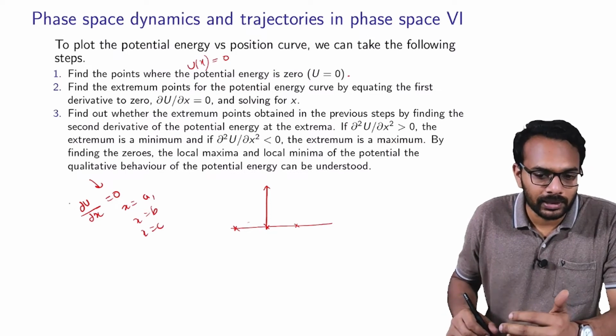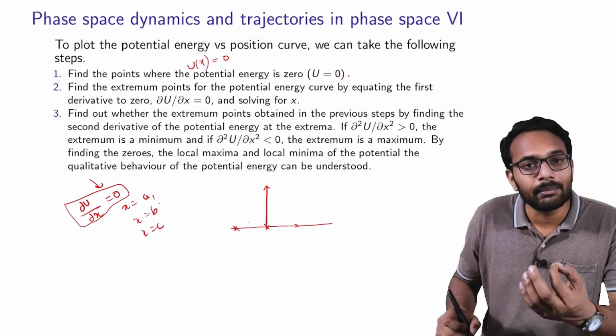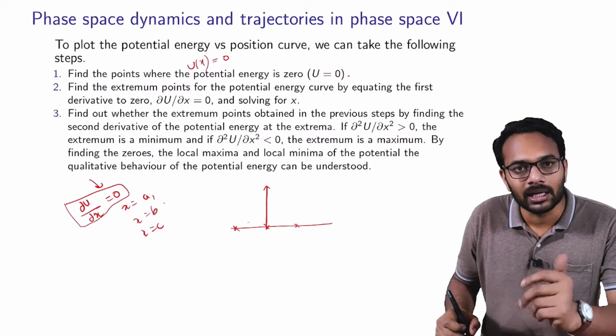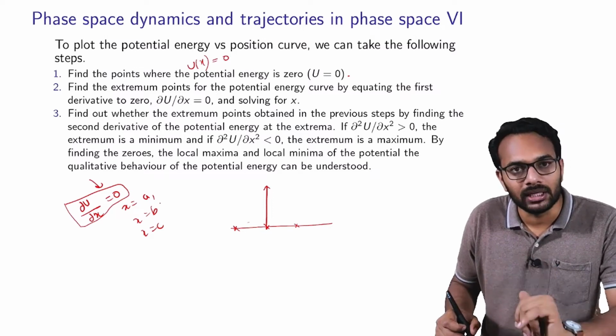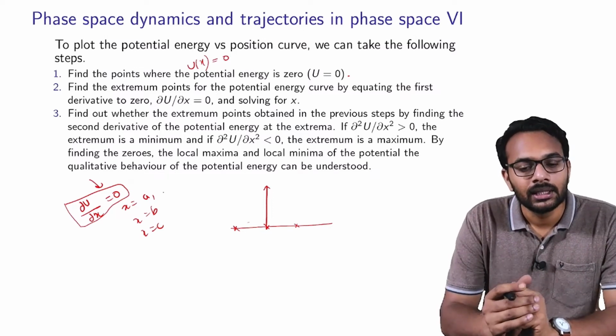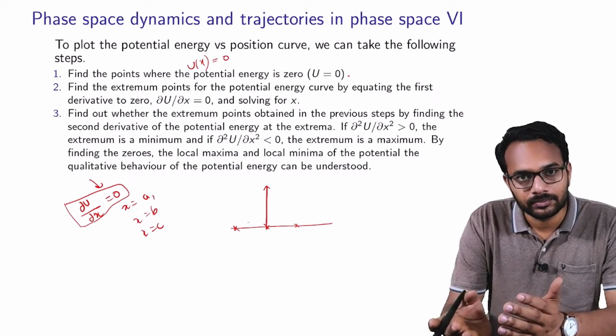Alright, so by constructing this equation ∂E/∂x equal to 0 and solving it, we'll get a number of points corresponding to the extrema of the potential. These are points where the potential energy is maximum or minimum. We don't know which. I hope this is clear.